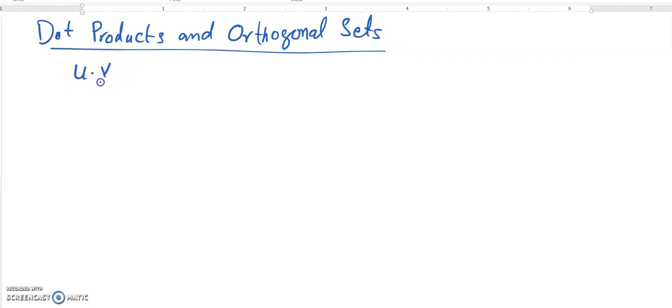u dot v is represented by this, and the result of this product is a scalar, and this is determined by u transpose v. Okay, it is determined by u transpose v.